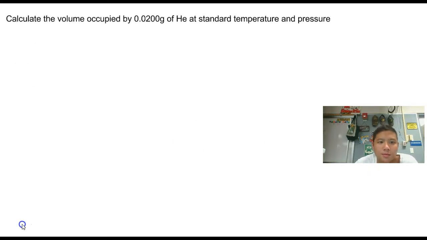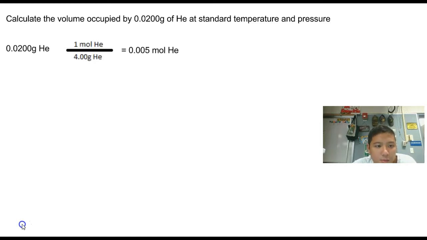So let's take a look at a problem. If we have 0.02 grams of helium at STP, what volume would it occupy? We can convert grams to moles using the molar mass, which we find in the periodic table. Once we have moles, in 1 mole there are 22.7 decimeters cubed volume of gas, and so we get 0.114 decimeters cubed.